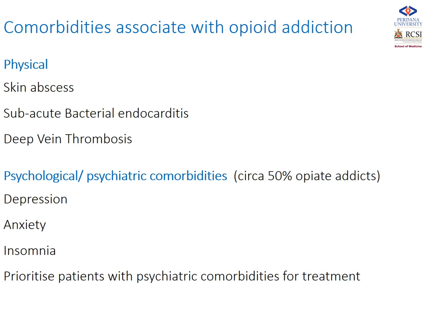There are several comorbidities associated with opioid addiction, and they can be physical or psychological predominantly. Physically, they get a lot of skin abscesses. They may also get potentially fatal subacute bacterial endocarditis, and they also get a lot of deep vein thrombosis and perivenous abscesses. Psychological morbidity may occur in 50% of addicts, and these include depression, anxiety, and insomnia. And patients with psychiatric comorbidities probably should be prioritized for treatment.